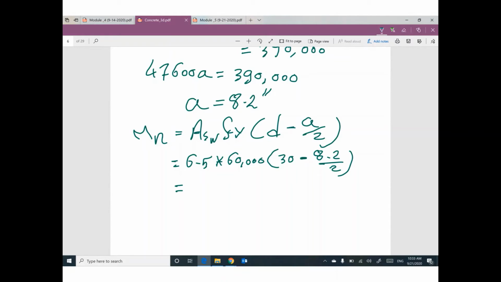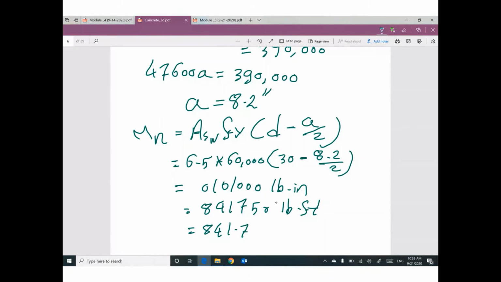This one will be this number in pound inch, divide it by 12. It will be 841,750 pound foot, divide by 1000. It will be 841.75 kip foot. This is the second part.